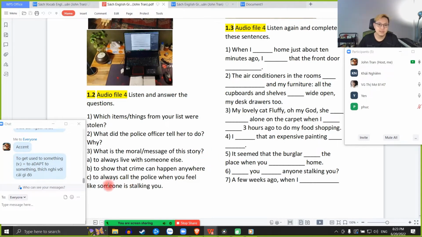You know? To always call the police when you feel like someone is talking you. This is again only a small piece of information. She said that a man was eyeing her. So someone was talking her, but that is only a small piece of information and it's not the main idea.